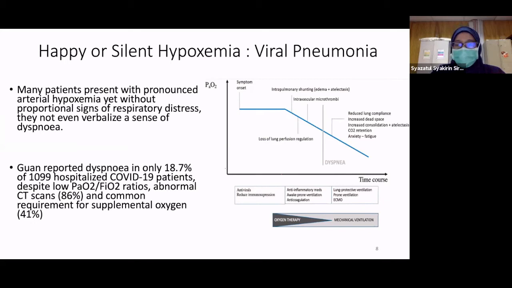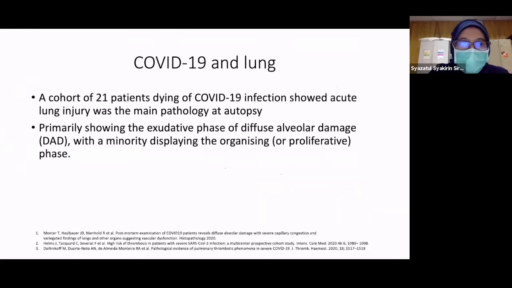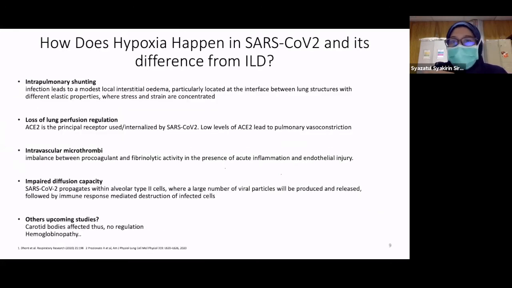So the reason why they have this silent hypoxemia is, how does it differ from ILD? If you have someone with acute exacerbation ILD, even at the stage of just mild, they are very symptomatic. As compared to the same degree of what happens in SARS-CoV, they can have so-called silent hypoxia. What they have found is that they think there is intrapulmonary shunting, whereby the infection leads to a local interstitial edema located at the interface between lung structures with different elastic properties.